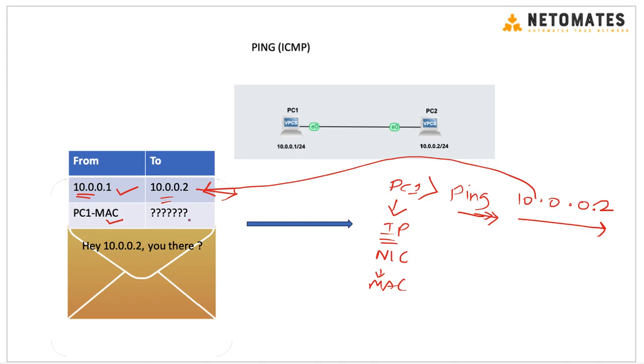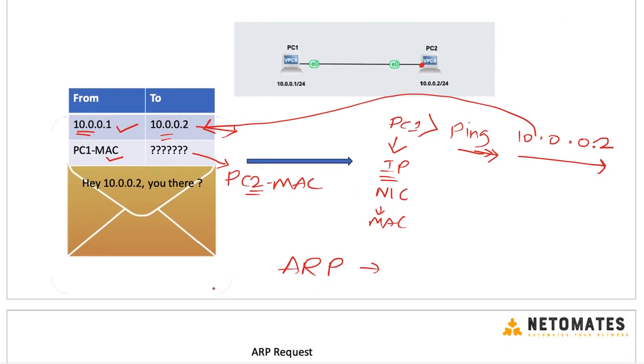Next, here we should put the MAC address of PC2. So how does PC1 know the MAC address of the network interface card of PC2? Suppose you want to send a letter to someone, you will ask the person for their address, right? But in computer networks, it will use a protocol for that: ARP, Address Resolution Protocol. Let's see how it works.